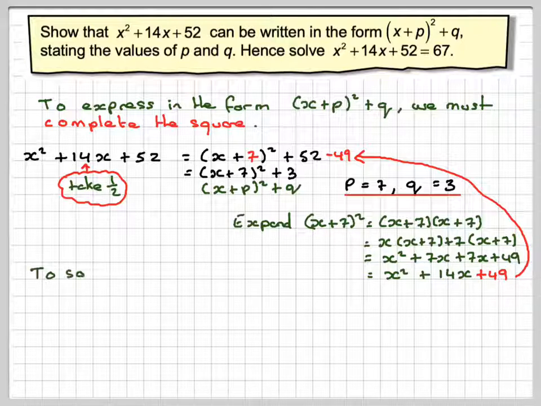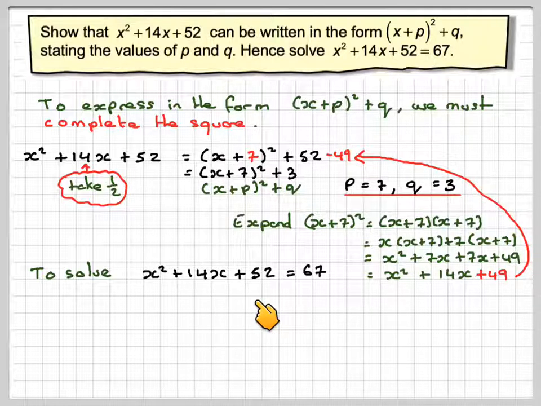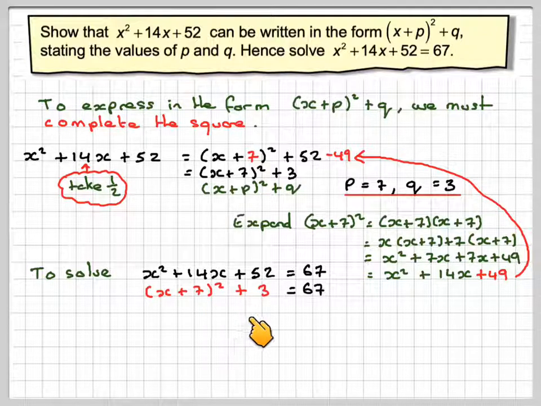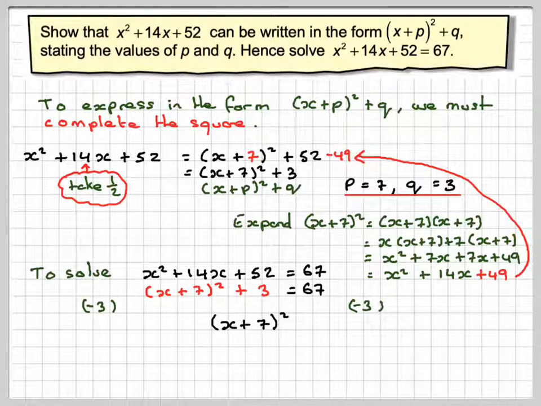Now, if we want to solve, it says hence, so we must use this idea now to solve this equation. We've got x squared plus 14x plus 52 is equal to 67. Well, we've just shown that this is equal to (x plus 7) all squared plus 3. So replace that with (x plus 7) squared plus 3 is equal to 67. If we take 3 from both sides, we're going to get (x plus 7) squared is equal to 64.